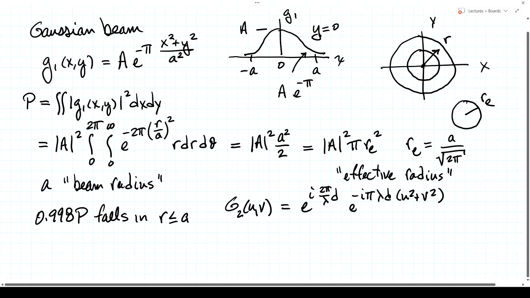Well, we already worked out that the Fourier transform of a Gaussian is a Gaussian. In one dimension, e to the minus pi x squared Fourier transforms to e to the minus pi u squared. And so we can do that here in two dimensions and use the scaling theorem because of the 1 over a squared term there. And we get that g1 of u and v, the Fourier transform of this Gaussian beam, is big A, little a squared from the scaling theorem, e to the minus pi a squared (u squared plus v squared).